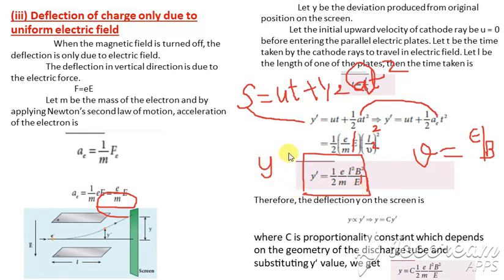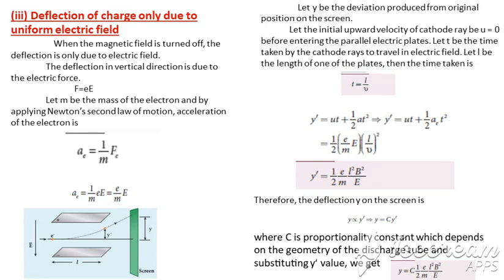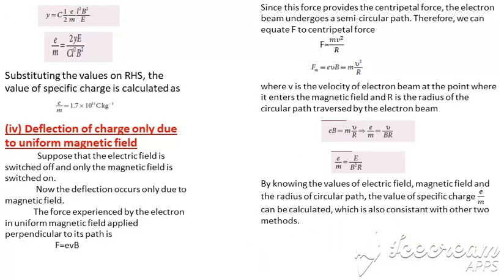And instead of y, we are writing it as y dash. So instead of y dash here, we are writing y is equal to some constant into y dash, so we are writing y is equal to c into this term. Where c is said to be the constant of proportionality in this. Okay, so c is the constant of proportionality, and it depends only on how the discharge tube is. And from this, y is equal to c into 1 by 2 e by m into this.